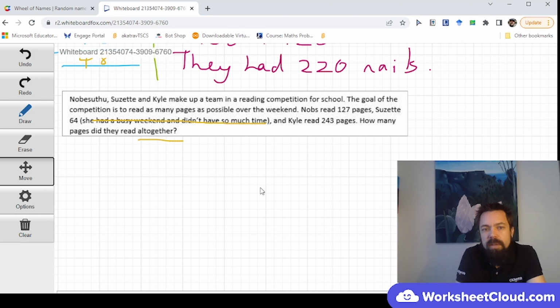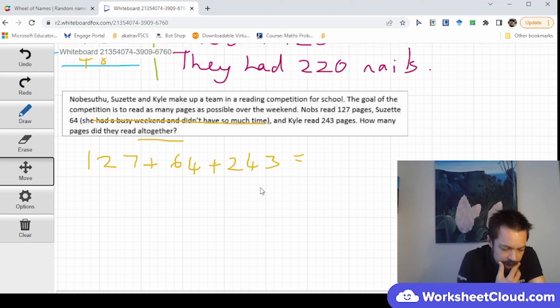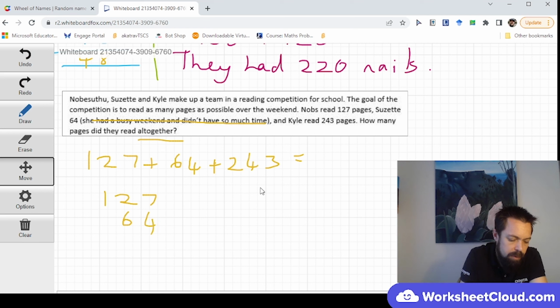And altogether is one of those words to look out for. That means when we're adding things up. Okay, number sentence first. 127 plus 64 plus 243 equals. Okay, again, we can use whichever method you choose. I'm going to go with columns. 127, 64, 243. You could have written these in any order. Depends what you feel for.